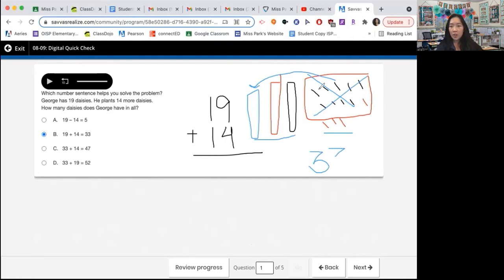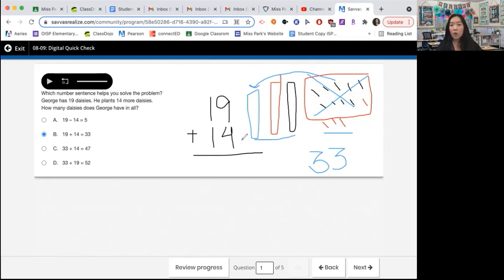Okay, let's check again. 1, 2, 3, 4, 5, 6, 7, 8, 9. Add 1 more to make a 10. And then that one comes from the 14 daisies. 11, 12, 13, 14. No, it should be 3. Okay, I did my work again and I got 3 too. Okay, good job, guys. All right, let's see. We got 33. Now let's do it here.